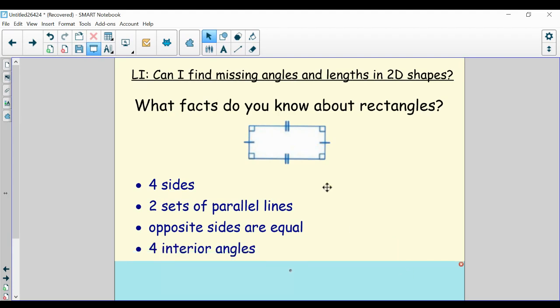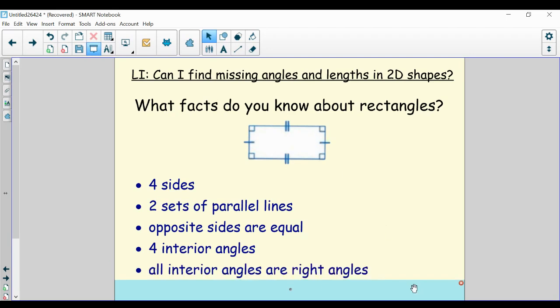We have got 4 angles inside the shape in each corner. You may also have noticed that all of the angles are right angles, which measure 90 degrees. So with this information, we can find out missing lengths from a rectangle.